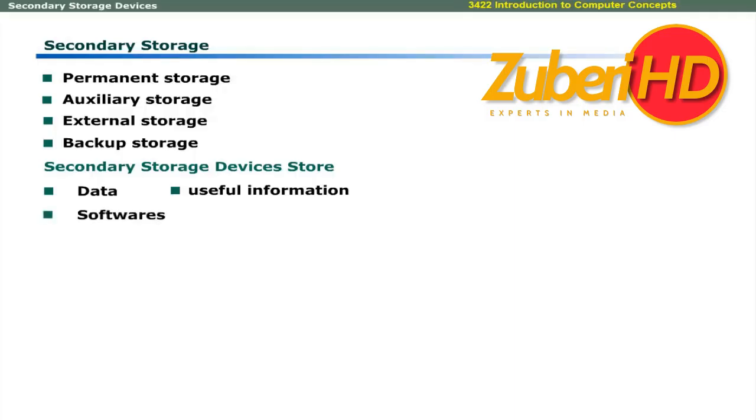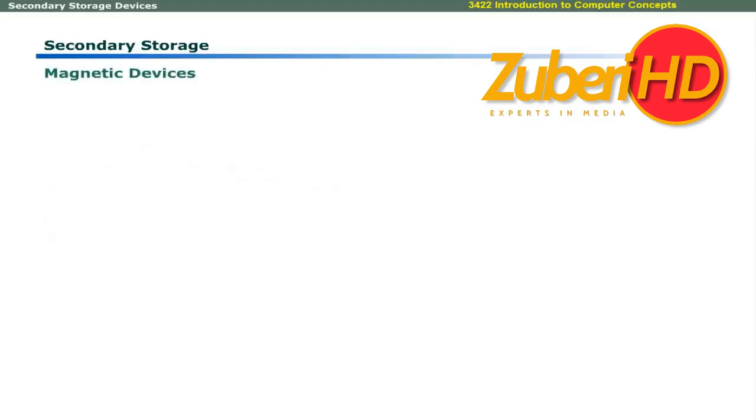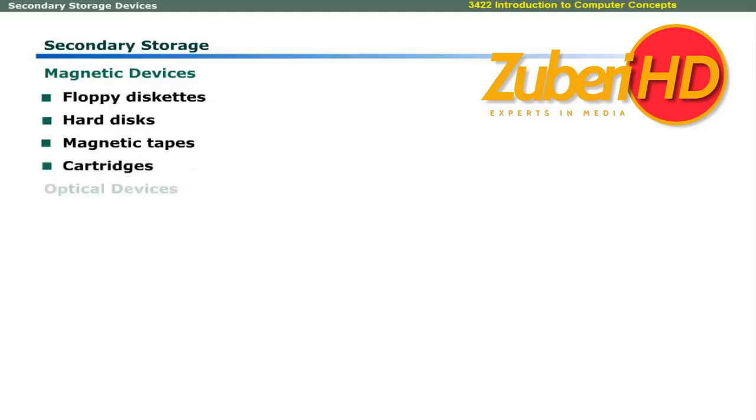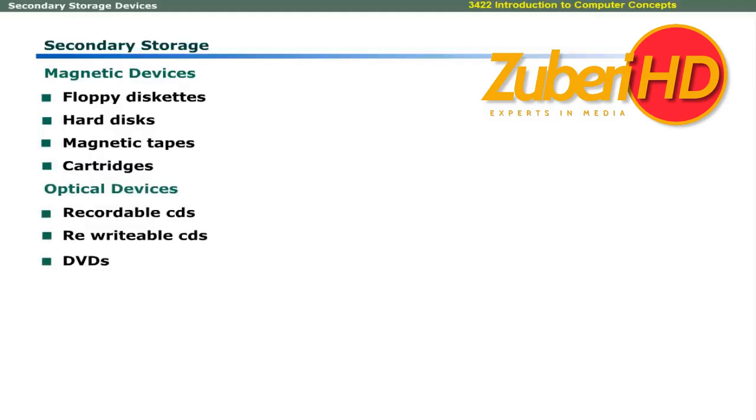Modern storage devices include both magnetic and optical devices. Magnetic devices include floppy diskettes, hard disks, magnetic tapes, and cartridges. Optical devices include recordable CDs, rewritable CDs, and DVDs.